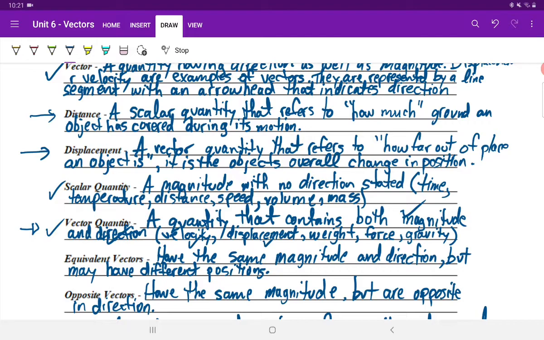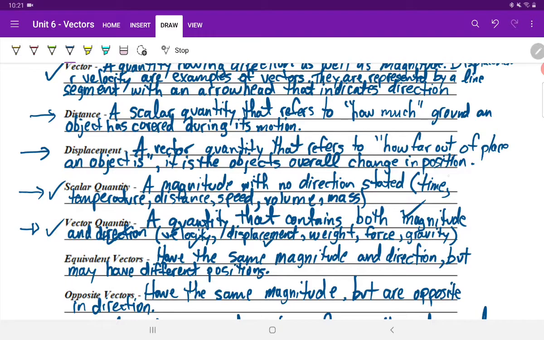Whereas distance is strictly just a magnitude. It's what's known as a scalar quantity that refers to how much ground an object has covered during its motion. So it's strictly the magnitude of how far you've gone, and it has nothing to do with direction. That's what distance is, and that's known as a scalar quantity. So a scalar quantity is a magnitude with no direction stated. So it's strictly just a magnitude.